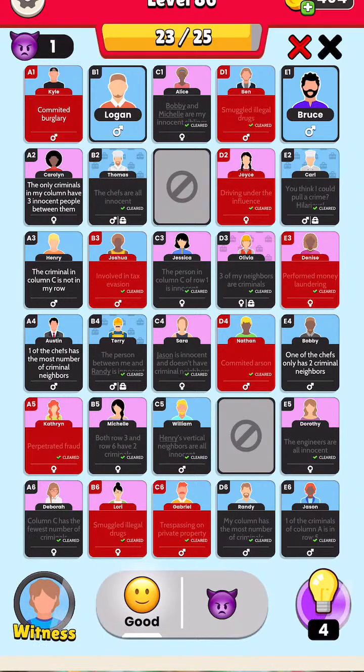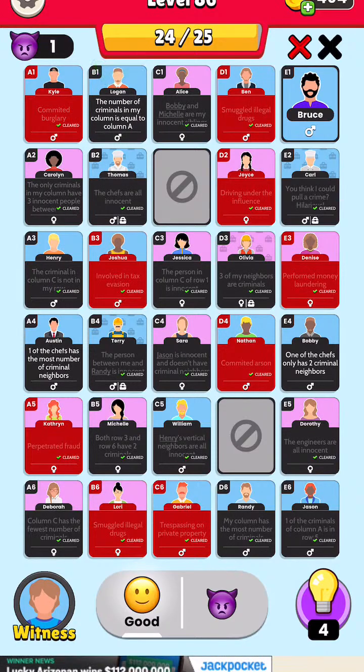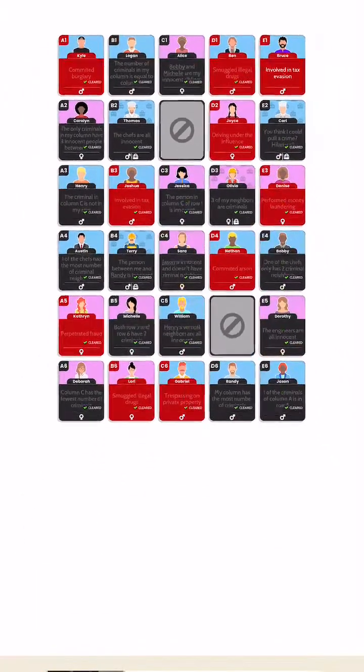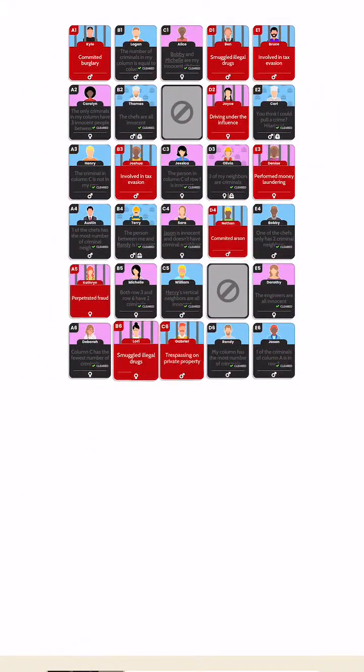Okay, the only criminal in column C. Oh, we did that. Why is that one not clearing? That's weird. 3 innocent people between them. Okay, so that means Logan's innocent. It gave me a message, is it time for a break? I'll take my break in a moment. I actually don't mind those because sometimes I fall asleep, so it stops right when I need it to. So I don't mind those.